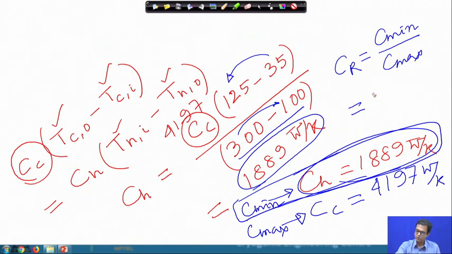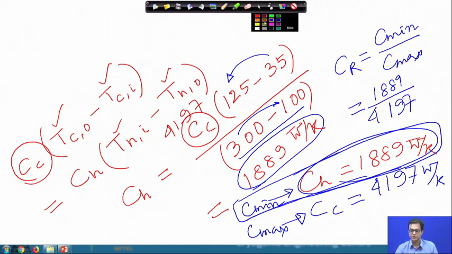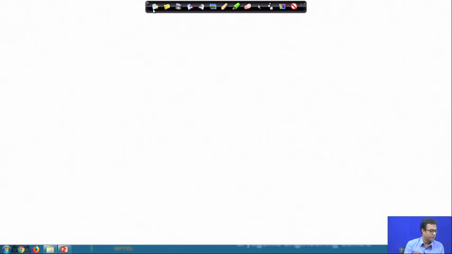So, that means we have Cr, that is equal to C min by C max, which is equal to 1889 divided by 4197, and if we evaluate, it will come out to be 0.45. So, now we know Cr, we know C min, we can also find out the Q.